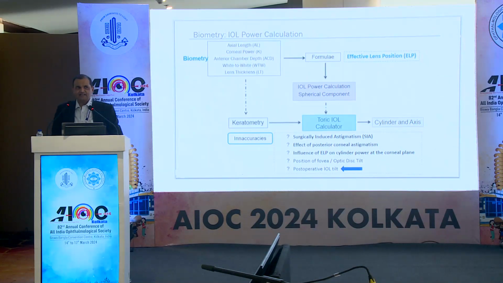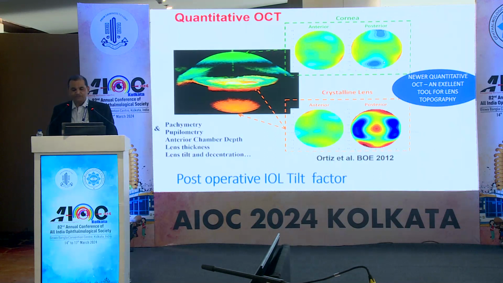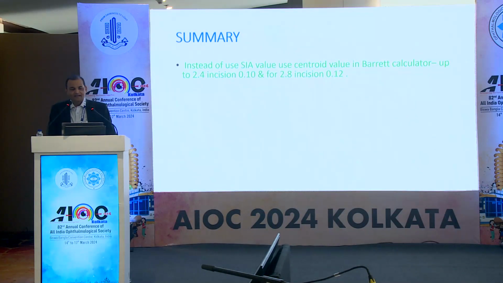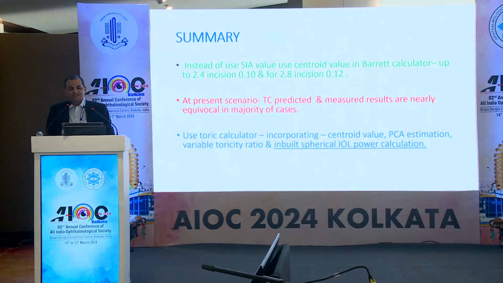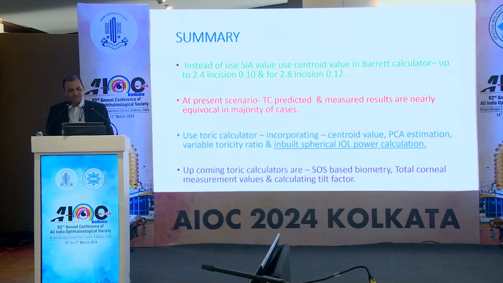Lastly, please understand about the IOL tilt factor, which is coming up in the near future. So, in summary, instead of the SIA value, use the centered value in the toric calculators. Total corneal power, either predicted or measured, is at present equivocal for all cases. Use the toric calculator which incorporates the centered value, PC estimation, variable toricity ratio, and inbuilt spherical IOL power calculation. Upcoming toric calculators are SOS based biometry and total corneal measurement values. And nowadays calculators are coming up with the tilt factor. The Panacea came with the tilt factor consideration recently.